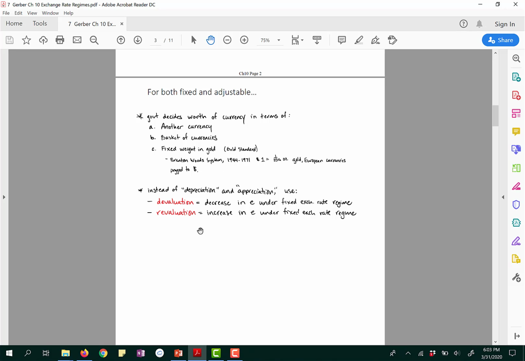A minor thing to note is that when you're talking about pegged exchange rates, instead of using the terms appreciate and depreciate, you say that a currency is devalued when a government decreases the value, or it's revalued when the government allows its nominal exchange rate to increase.